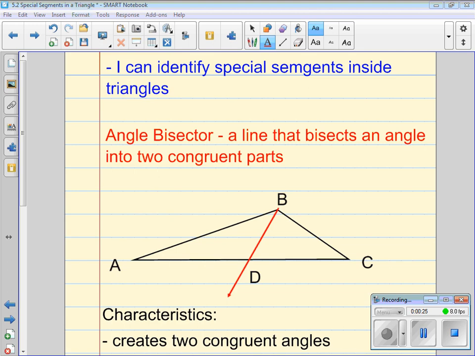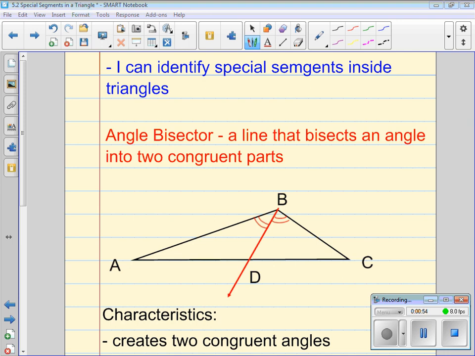First up, angle bisector. So in blue at the top there, you can see our I can statement for this concept is I can identify special segments inside triangles. So right now we're just identifying what those special segments are, and then you'll have to be able to identify them on your own, given them in a triangle. Okay, so angle bisector, a line that bisects an angle into 2 congruent parts. That's simple enough. As you can see the red line there, it bisects an angle. So if this was an angle bisector, which it is, I would identify those 2 angles as being congruent.